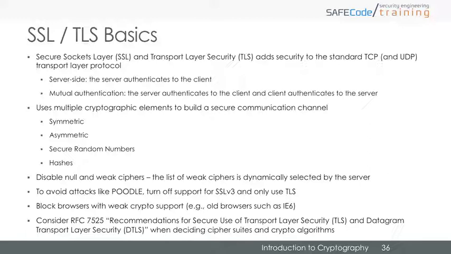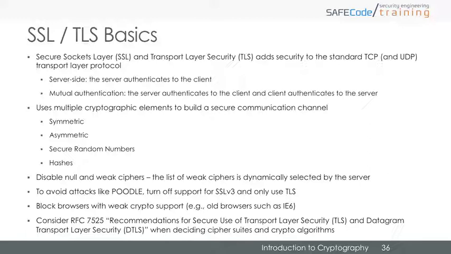TLS also has been recently found to be susceptible to a number of attack vectors. For example, the BEAST, Browser Exploit Against SSL/TLS. CRIME, Compression Ratio Info-leak Made Easy. FREAK, Factoring RSA Export Keys. And POODLE, Padding Oracle On Downgraded Legacy Encryption, are well known and publicized. SSL in all of its forms is currently considered broken. TLS version 1.2 or later should be used.